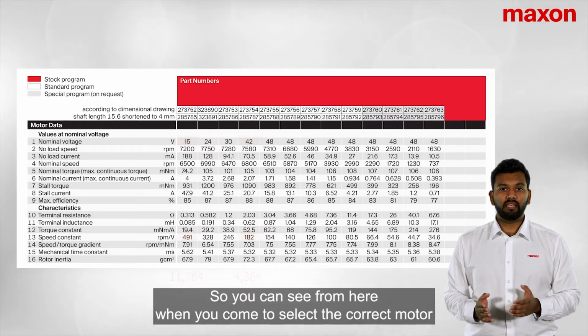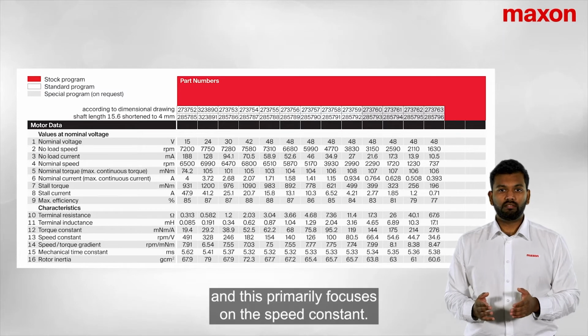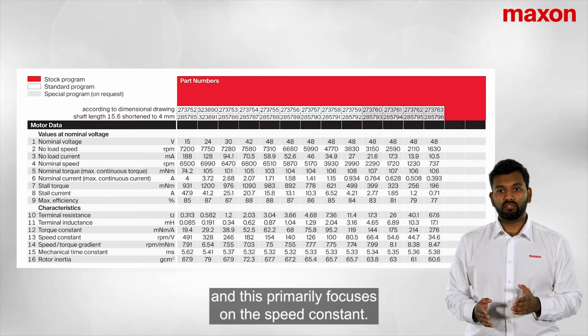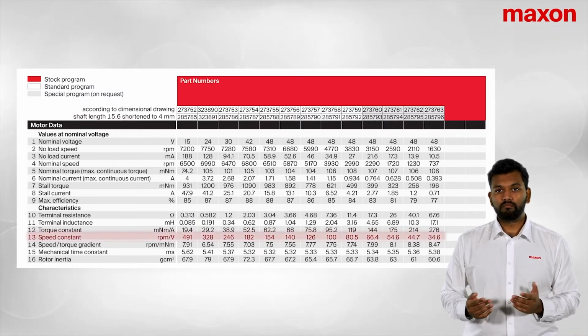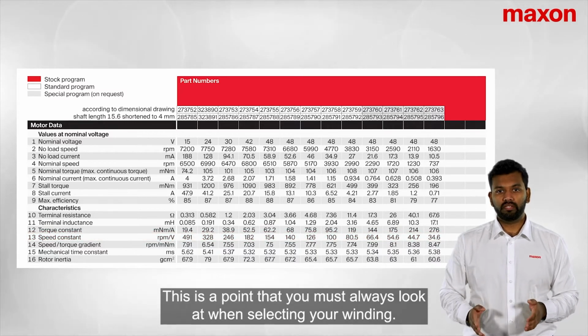So you can see from here, when you come to select the correct motor for your application, you need to choose the correct winding. And this primarily focuses on the speed constant. So there you go. This is a point that you must always look at when selecting your winding.